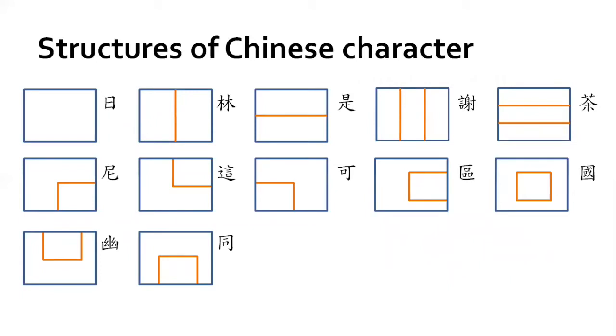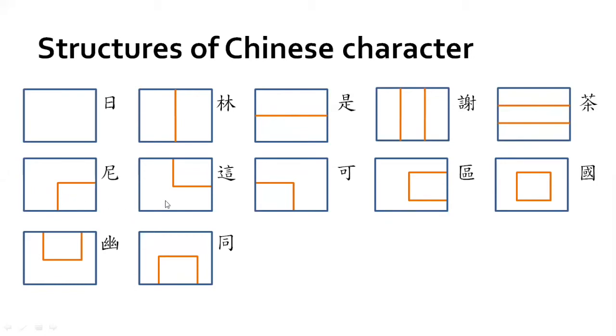Here are the 12 structures of Chinese characters. This is single straw, left, right, bottom, top, bottom, left, middle, right, top, middle, bottom, and these are the enclosed structure.